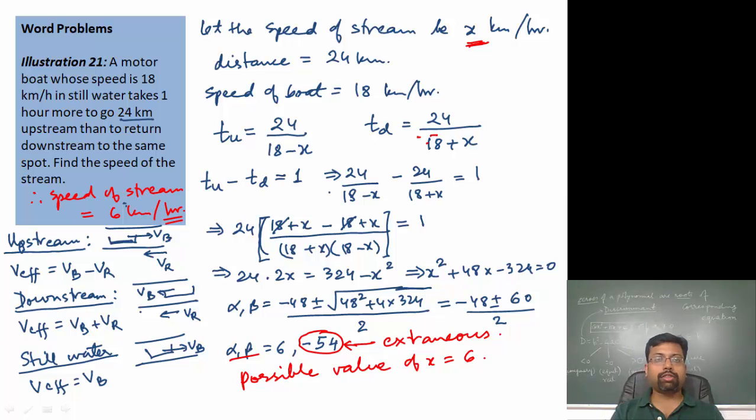So the critical thing to examine in this question is, what is upstream, what is downstream, and what is still water. So upstream is when the boat goes against the current, downstream is when it goes with the current, and still water is when the water is not flowing. In case of upstream, the effective speed of the boat is going to be VB minus VR, as the river is going to oppose the flow. In downstream, the effective speed of the boat is going to be VB plus VR, because the river is going to support the movement of the boat. And in still water, there is no effect of the river, so the effective speed is actually the speed of the boat. And this concept we use in solving this question.